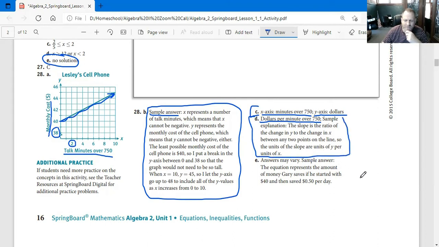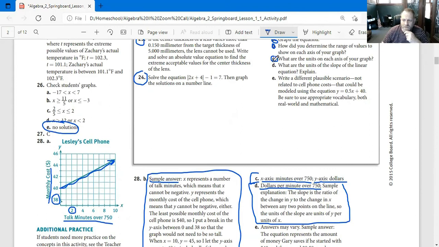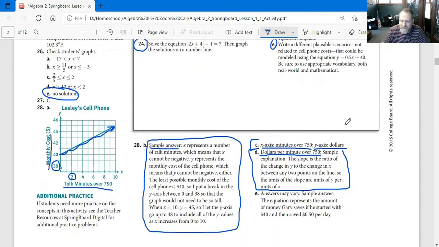All right, 4D. That is what are the units of the slope of the linear equation. All right, and E, write a different plausible scenario not related to cell phone costs that could be modeled using the equation y equals 0.5x plus 40. Be sure to use appropriate vocabulary, both real world and mathematical.